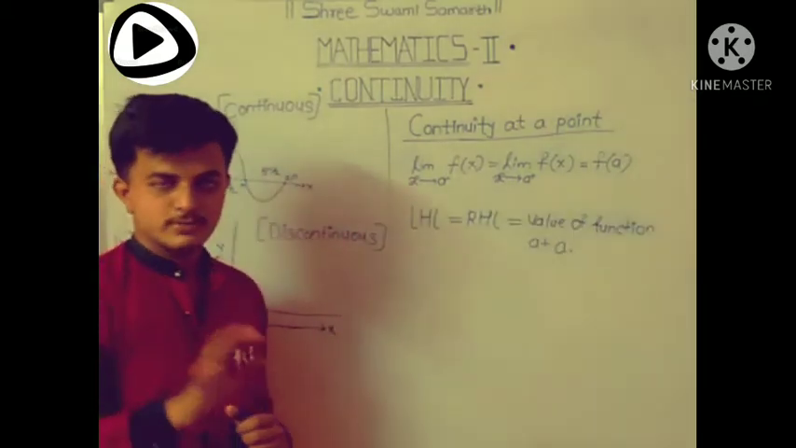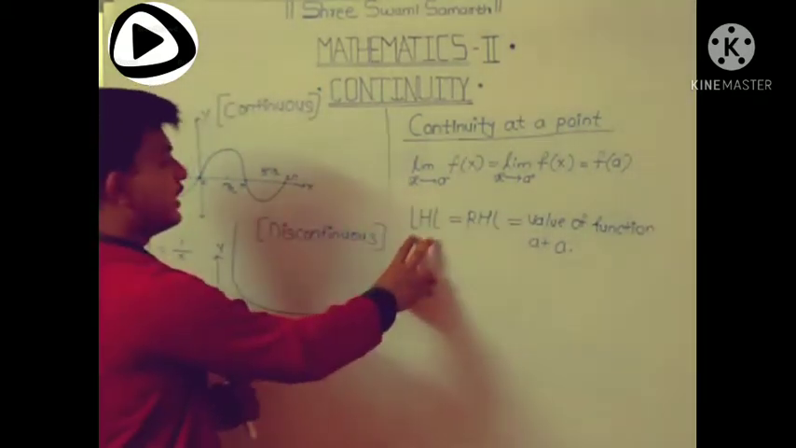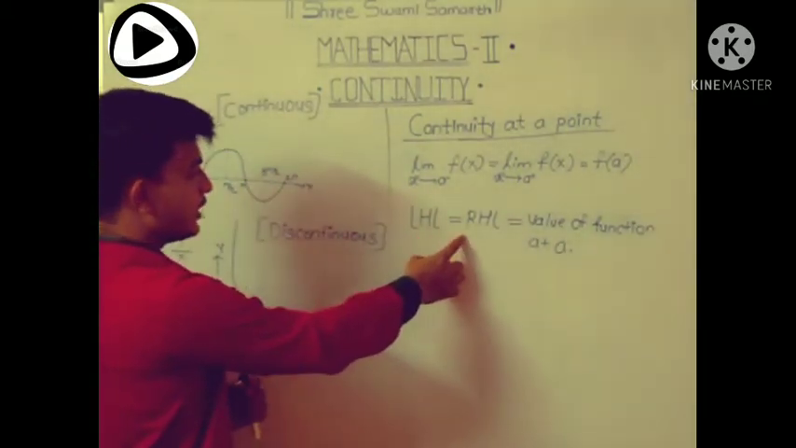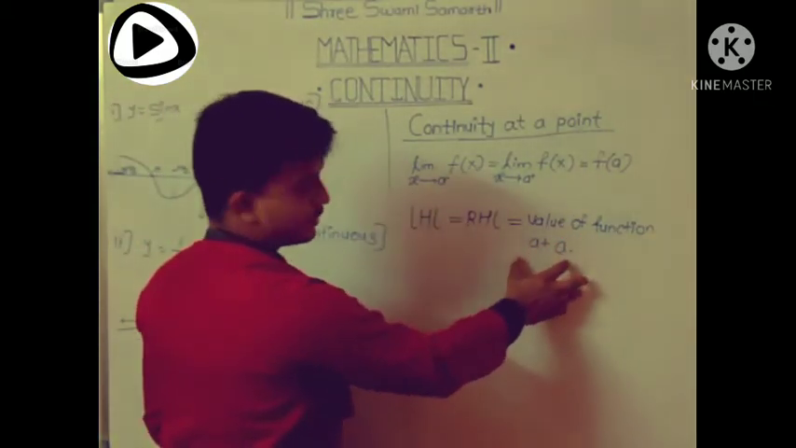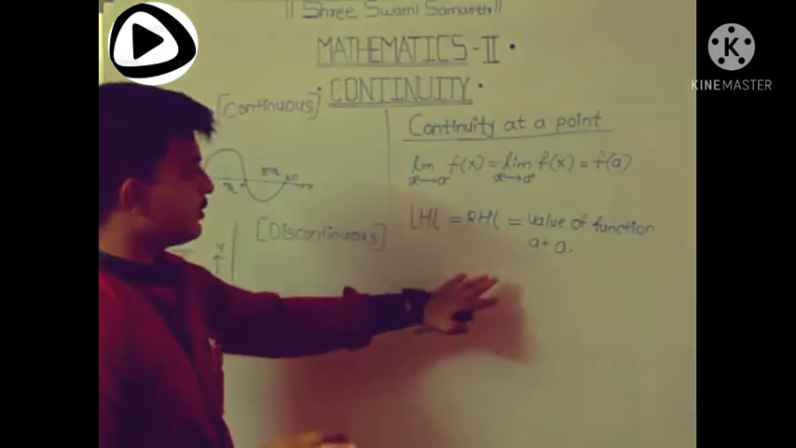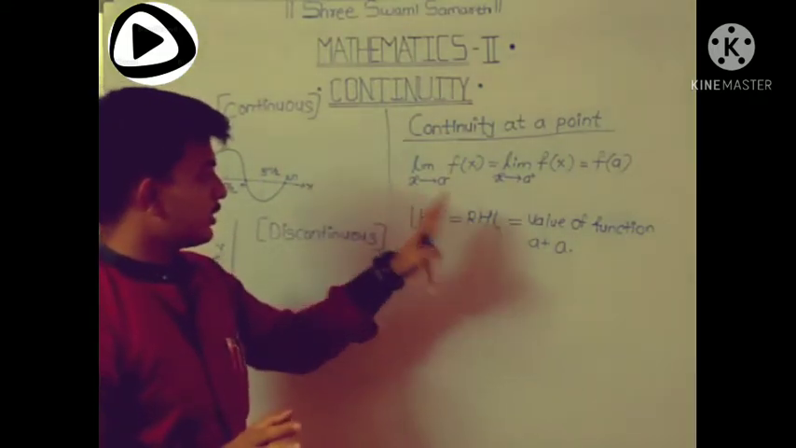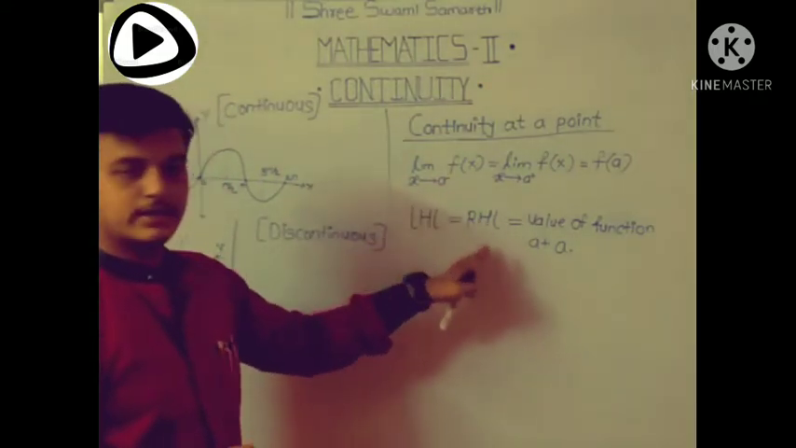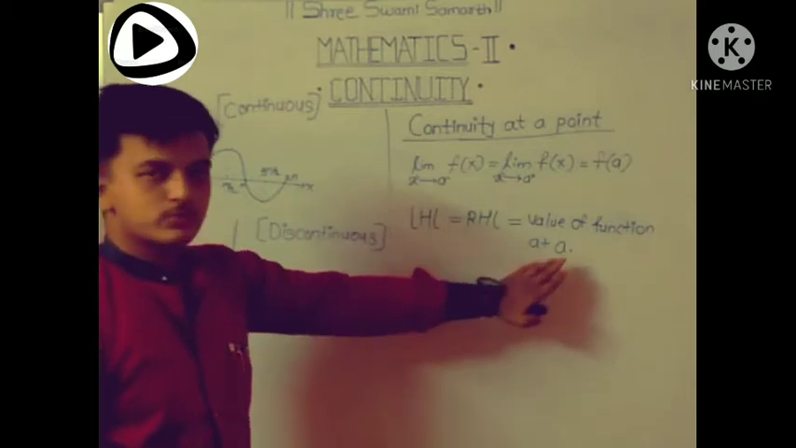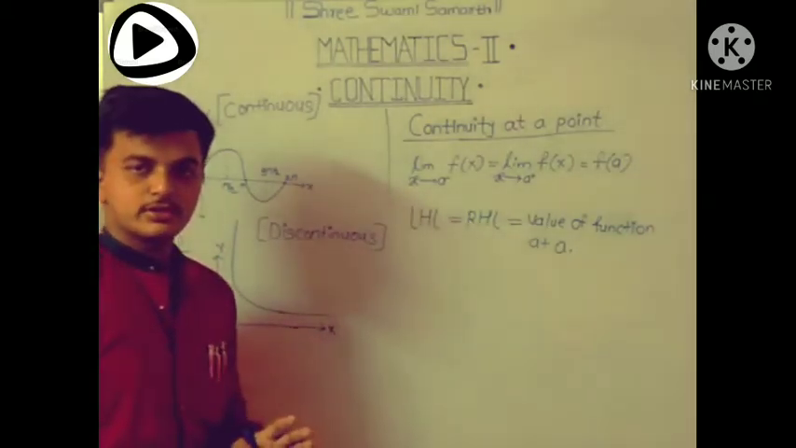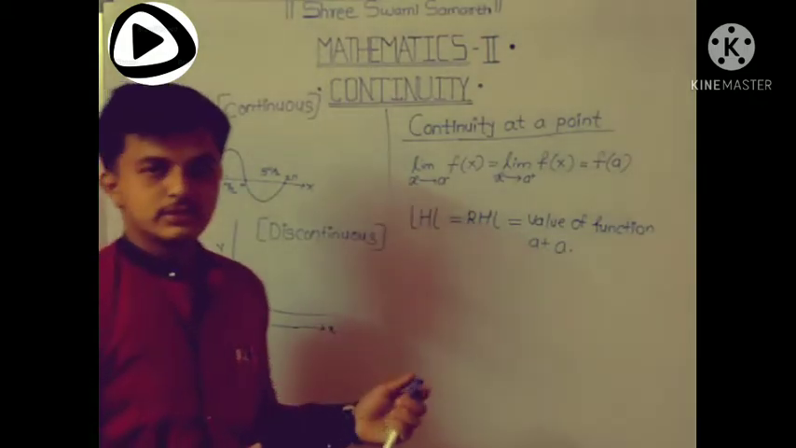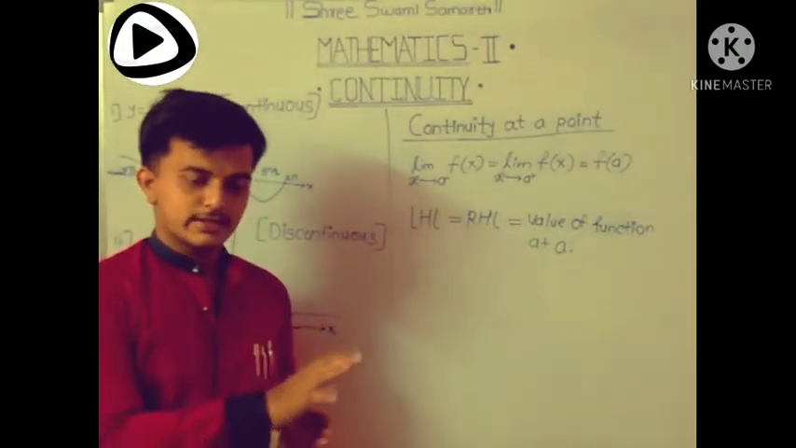Okay, now in simple words what you can say is LHL is equal to RHL is equal to the value of the function at point a, where a is your particular point according to which you are considering your left-hand side and right-hand side. That has to be equal with this LHL and RHL. So it will be known as the continuity at a point. The function will be continuous at that point.